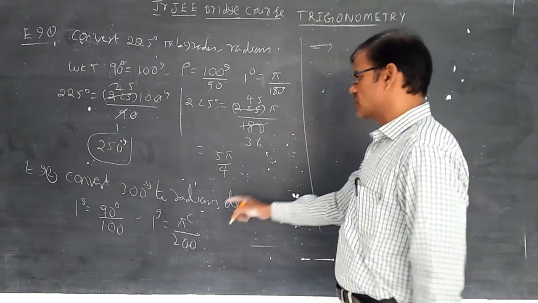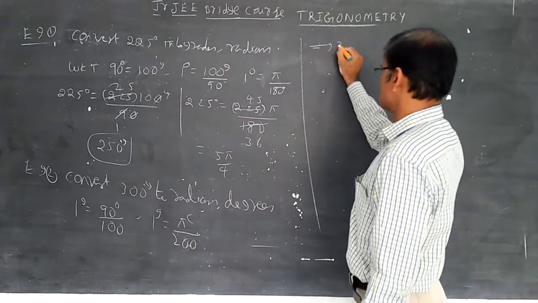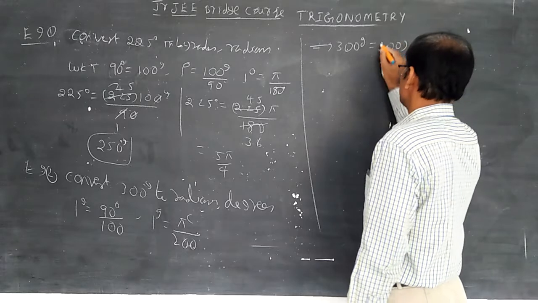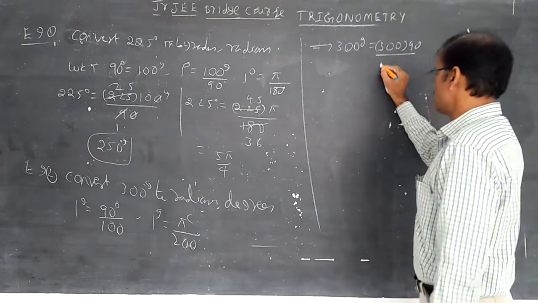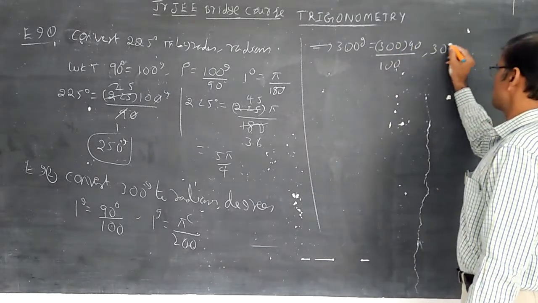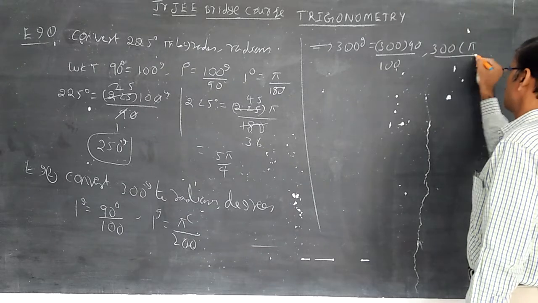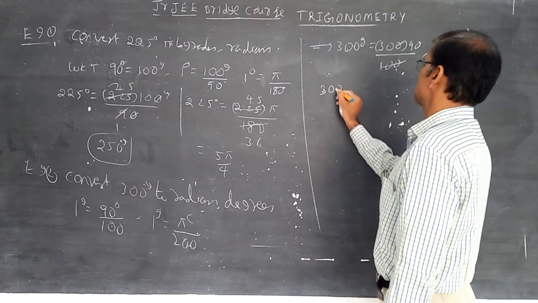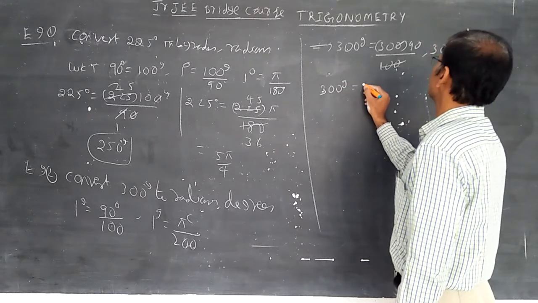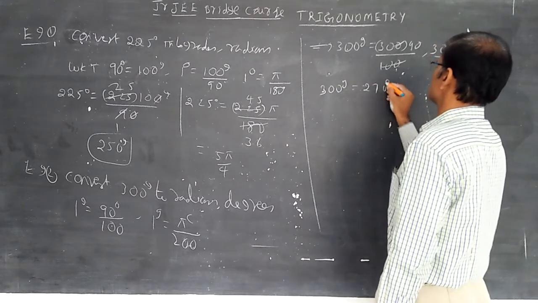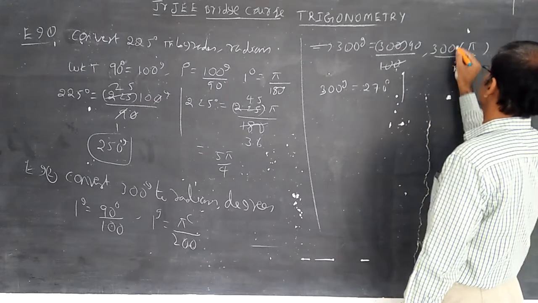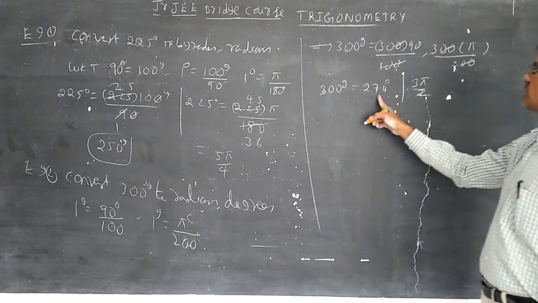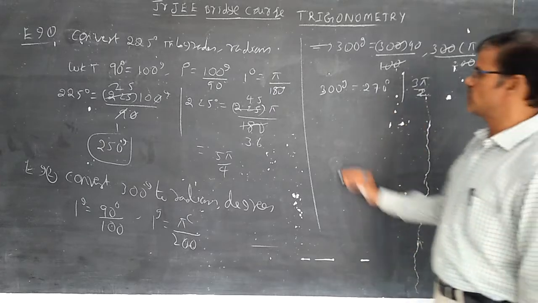Now we should calculate 300 grades. 300 grades is equal to 300 into 90 by 100, and 300 into pi by 200. So 100 gets cancelled. 300 grades is equal to 90 into 3, which becomes 270 degrees, and this is 3 pi by 2. So you can understand 270 degrees becomes 3 pi by 2 also.